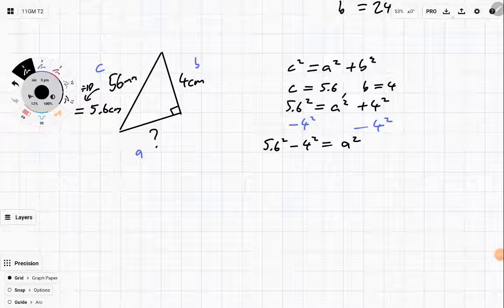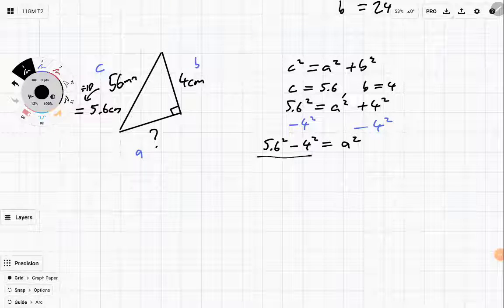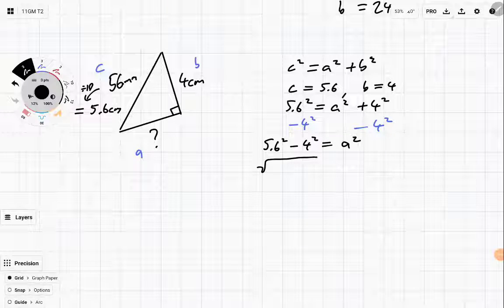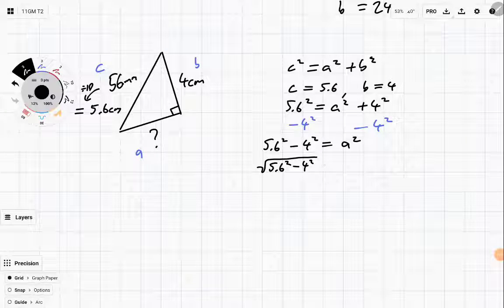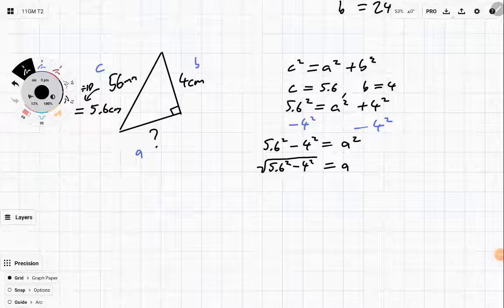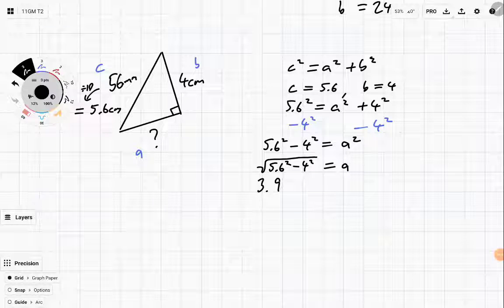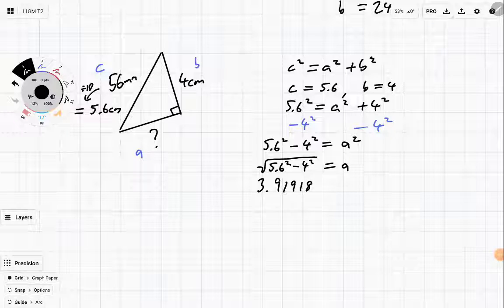And once again, this whole thing is going to be a very ugly number. If I actually have to work it out, it's going to be a little bit nasty. So rather than that, I'm just going to take the square root of both sides. The square root of 5.6 squared minus 4 squared is equal to A. And now, at the very end, I'm going to type this into my calculator and see what it gives me. And I was correct, because you can see that when you get the decimal back, you get 3.91918. Goes on for a very, very long time.